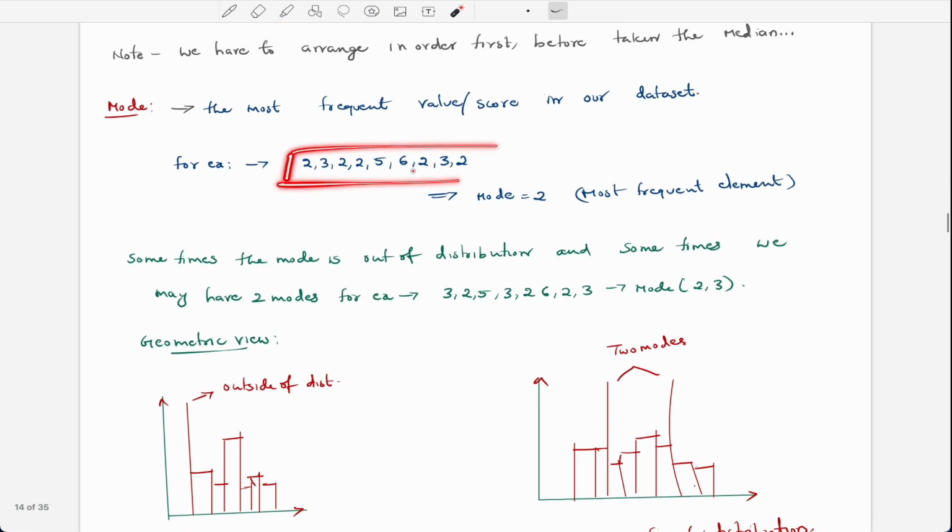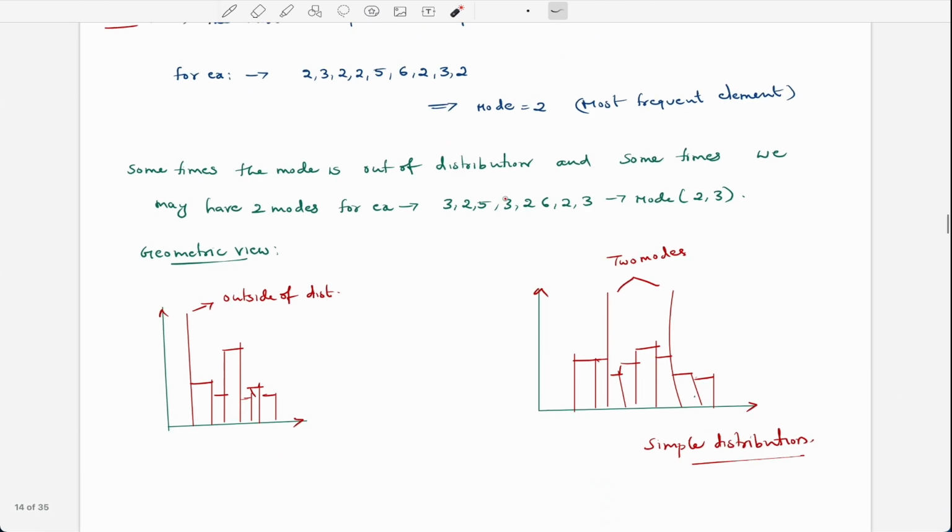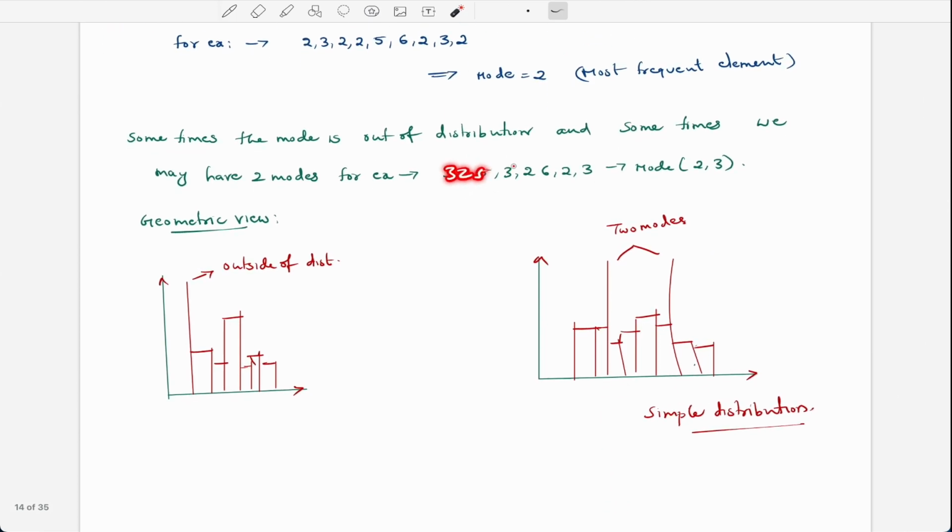So here we have an example, right? We have 1, 2, 3, 4, 5 twos here. So the mode is 2, the most frequent element in this data set. Sometimes we have two modes. For example here, 3 2 5 and 3 2 6 and 2 3. If you observe this, we have three threes and three twos, so they are both equal. In this situation we have two modes here.